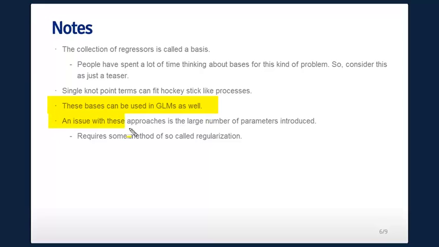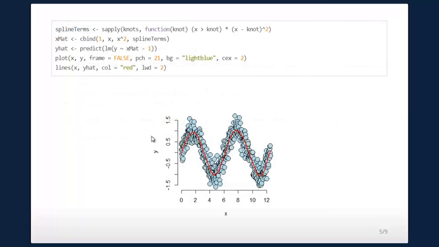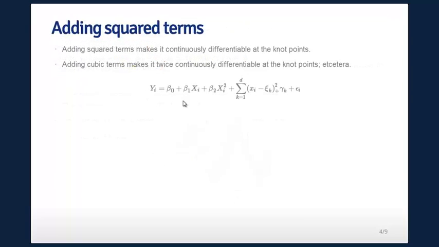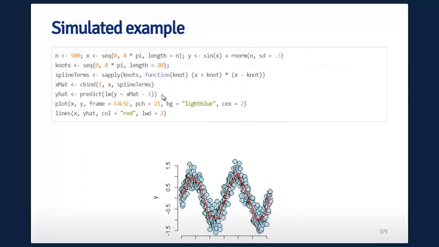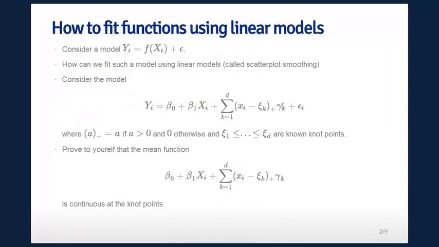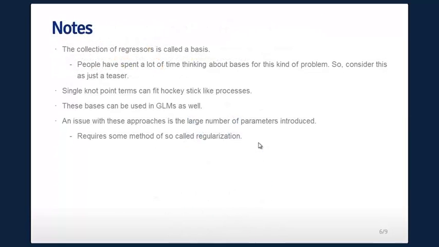So the main issue with these approaches is the large number of parameters introduced. And just to show you, right, when we did it here, however many knots we added, I think I added 10 knots because I accidentally put an 8 there. We added 10 parameters, right? If you look at the model, there's an extra parameter, gamma k, for every knot. So you're adding lots of parameters.